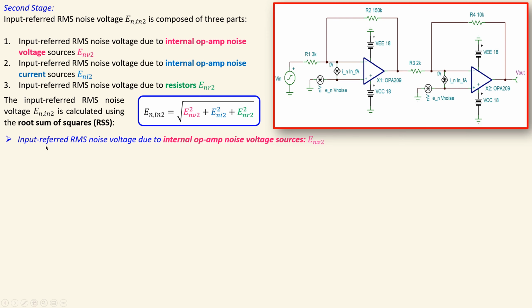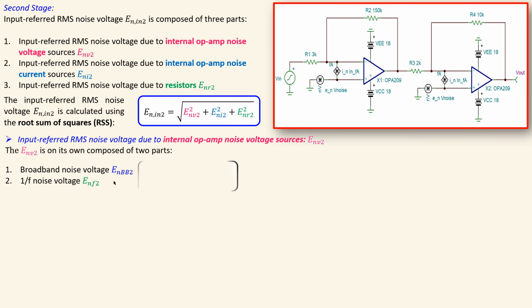So if you look at this input referred RMS noise voltage, due to that input internal op-amp noise current source, that will be given by, of course, the broadband and also the 1/f noise parts. So that's actually this one and also that one. If you now combine those together, you will have, of course, again the expression which will calculate the total input referred RMS noise voltage due to this second stage, again using root sum of squares.